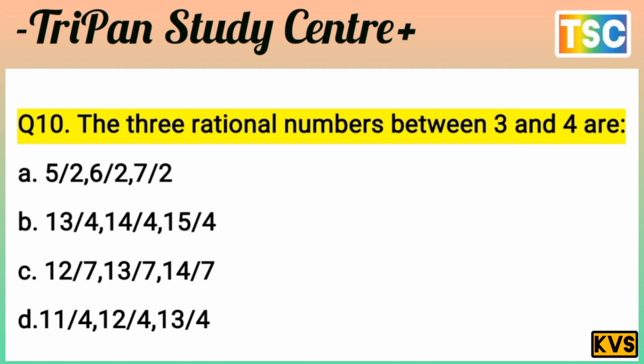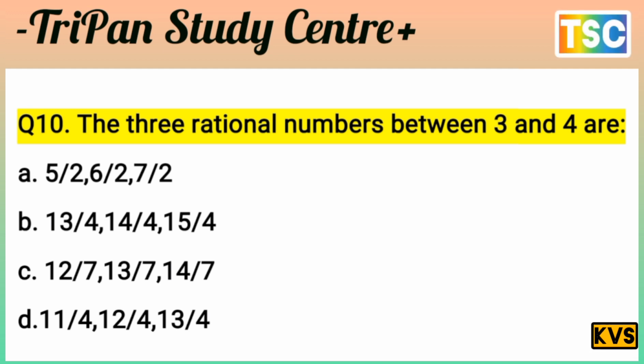Option A is 5 upon 2, 6 upon 2, 7 upon 2. B is 13 upon 4, 14 upon 4, and 15 upon 4. C is 12 upon 7, 30 upon 7, and 40 upon 7. Choose an option. That's great, but let me explain: the three rational numbers between 3 and 4.